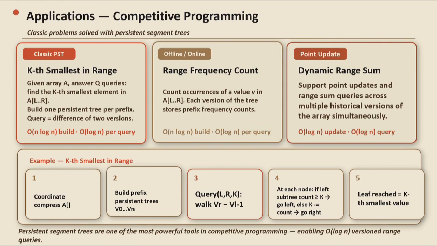Now let's talk about where computer science students most often encounter this structure: competitive programming. The most famous problem is kth smallest in a range. Given an array, find the kth smallest element between indices L and R. The solution builds one persistent tree per prefix of the array. To answer a query, you just take the difference between two versions. The result: order of n log n build time, and order of log n per query, which is essentially optimal.